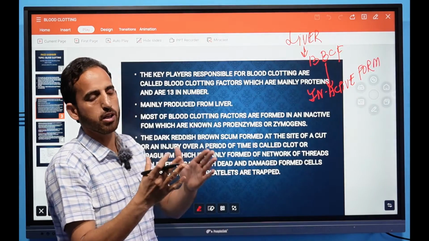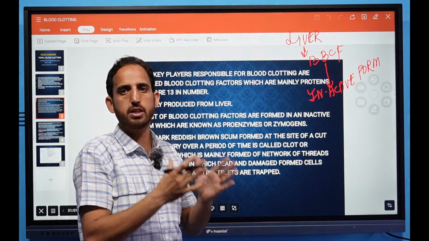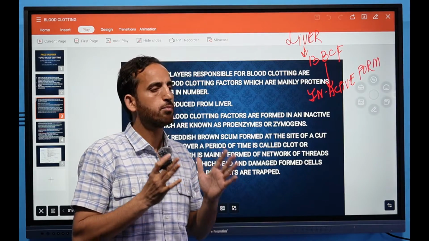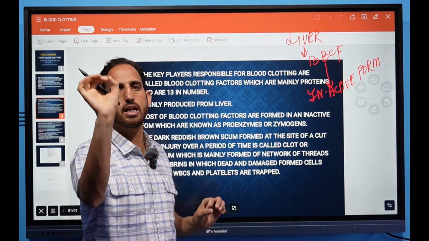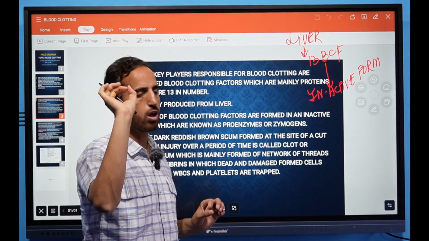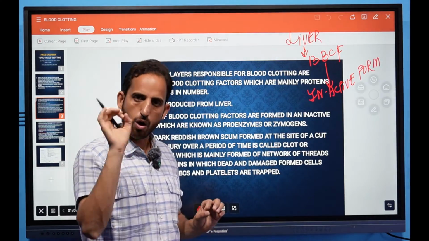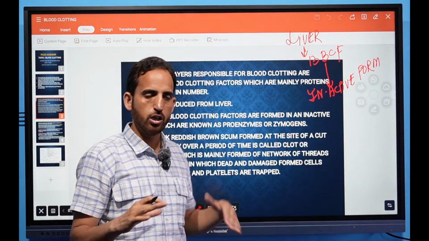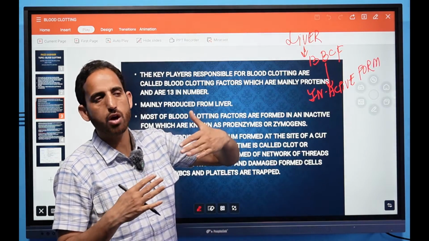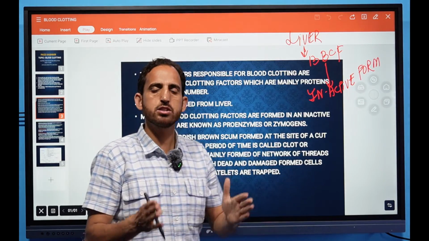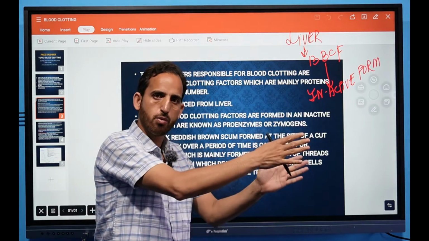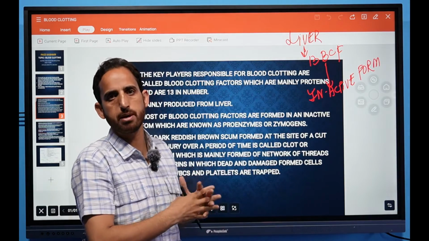Like that, for example, you might have heard about an important enzyme that is produced from our stomach, called pepsinogen. Pepsinogen is also an inactive enzyme. It is also called a proenzyme, also called a zymogen. This pepsinogen is later on acted upon by HCl, and HCl converts it into the pepsin form, and pepsin is the active form of pepsinogen.